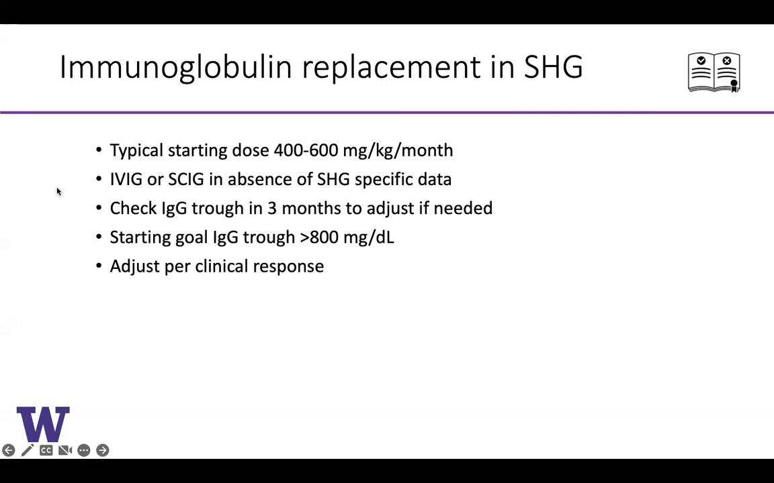There are some condition-specific recommendations for use of SCIG, which I will go over. But for the most part, it can be either form. They recommend checking the IgG trough 3 months later to adjust. And they do mention a starting goal IgG trough of 800. I actually did not find out what that was based on, but it's a good number. And then, of course, adjust per clinical response.